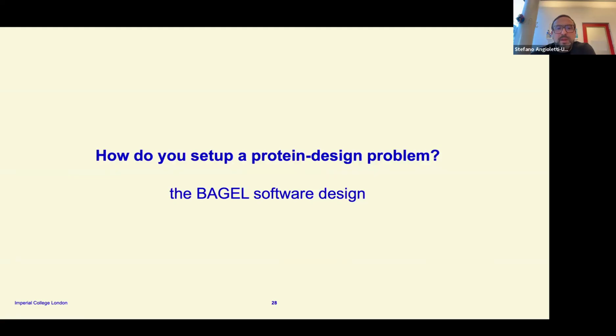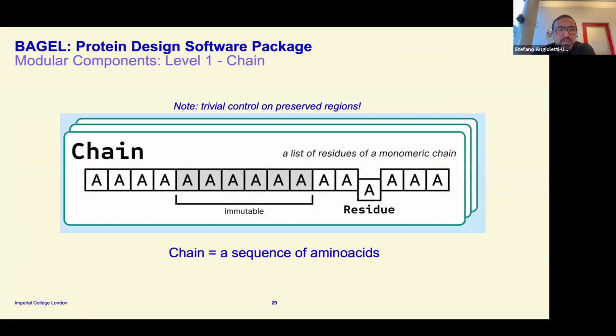Now, how do you set up a protein design problem? The first ingredient, the basic ingredient, is a chain. A chain is just a sequence of amino acids. In this sequence, you might decide that the whole sequence can be varied, or you can decide that part of the sequence should be completely conserved and immutable. The software will take it into account during the mutation. It will never mutate any of the amino acids corresponding to the immutable part.